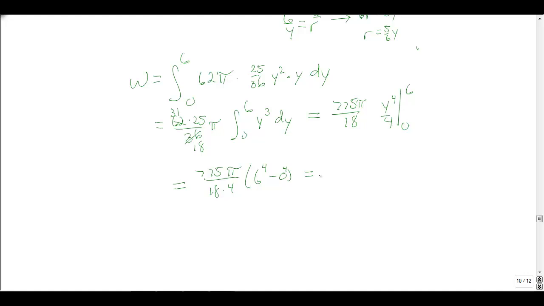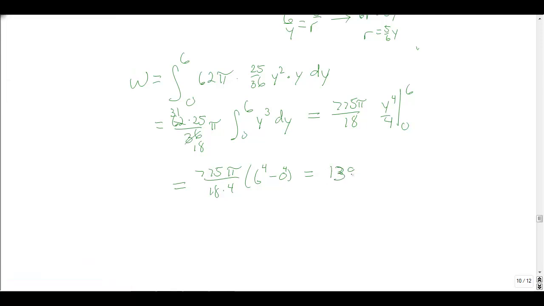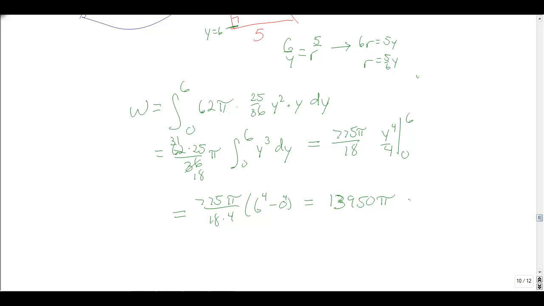And so what I end up with is, let's just use the calculator. It's 775 times 6 to the 4th divided by, in parentheses, 18 times 4. You get an answer. It's 13,950 pi. And there are units, let's see, feet and pounds here. So this is going to be 13,950 pi foot-pounds. So there's really the work to empty out that conical tank.